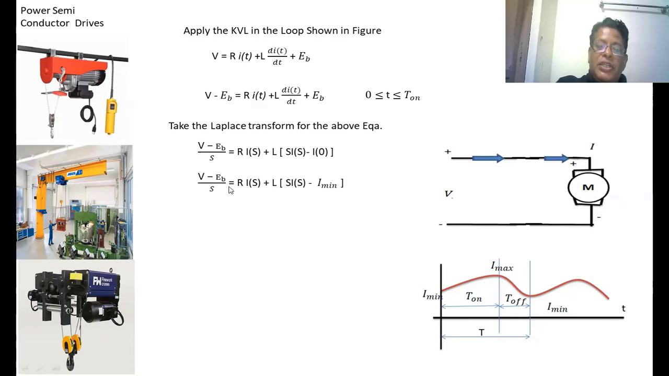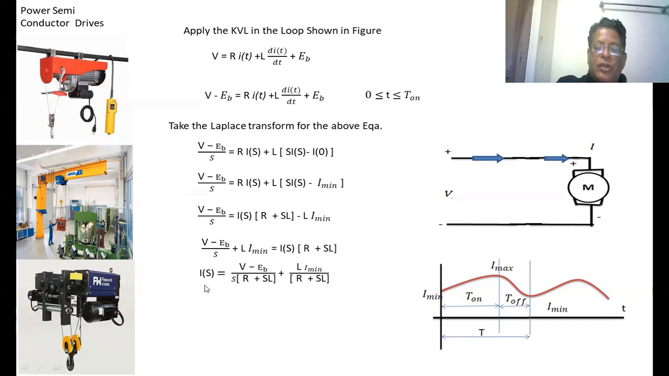V minus EB by S equal to R into I of S plus L into S into I of S minus L into I minimum. Now we are going to find out the value of I of S. Take I of S common: R plus SL. Take this term to the right hand side. So V minus EB by S plus L into I minimum equal to I of S into R plus SL. Now take this term to this side. So finally we get I of S equal to V minus EB by S into R plus SL, plus L into I minimum by R plus SL.